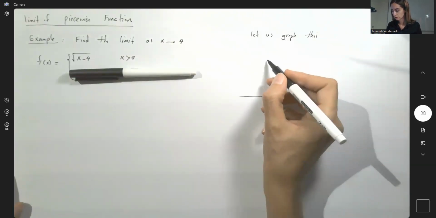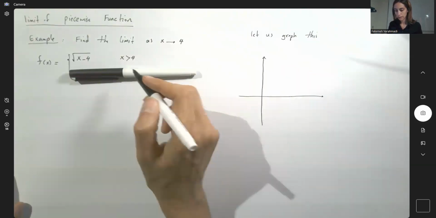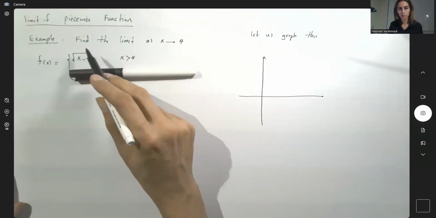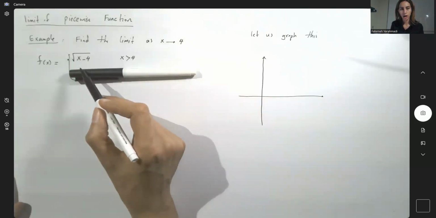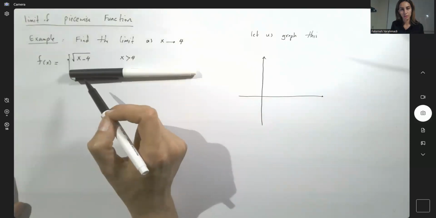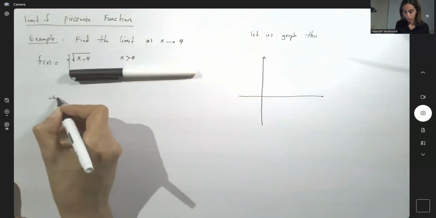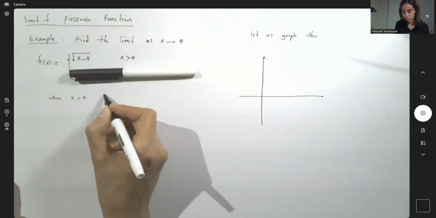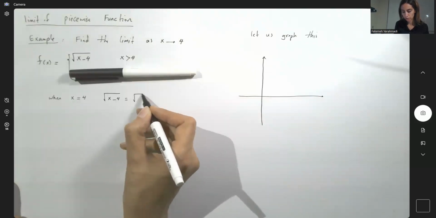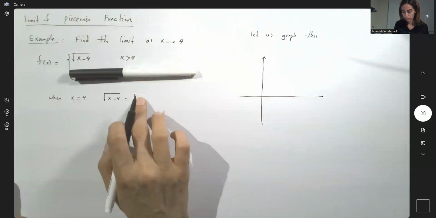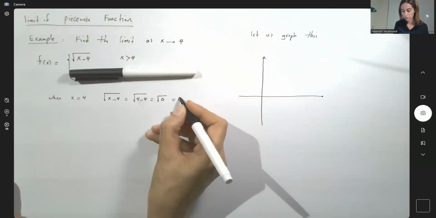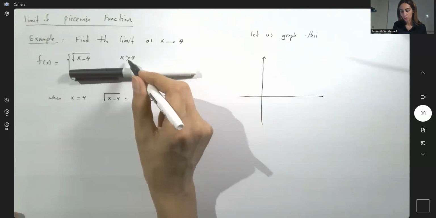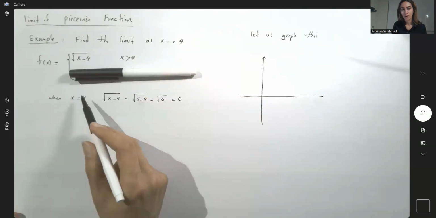My x-axis and then my y-axis. It says when x is more than 4, I have square root of x minus 4. So if I plug in 4 here, I get square root of 4 minus 4, which is square root of 0, which is basically 0. But since we don't have equality here, we're going to use an open circle.